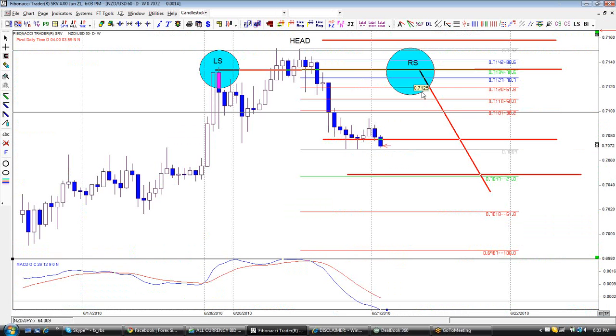And of course, that setup that we have here on the New Zealand with that head and shoulders.